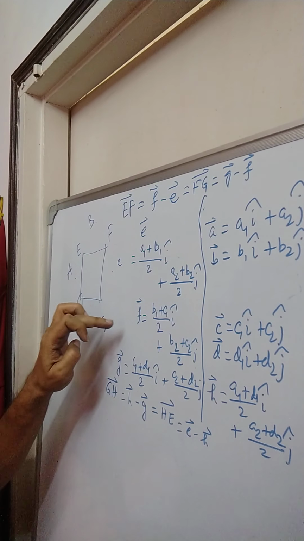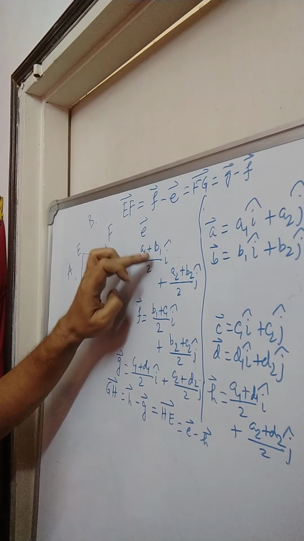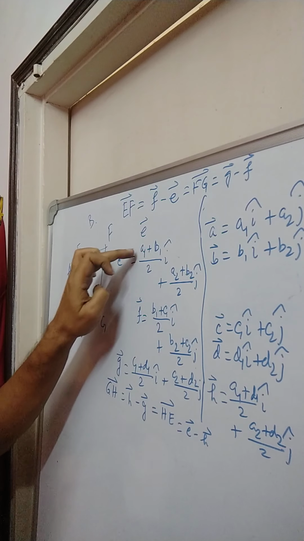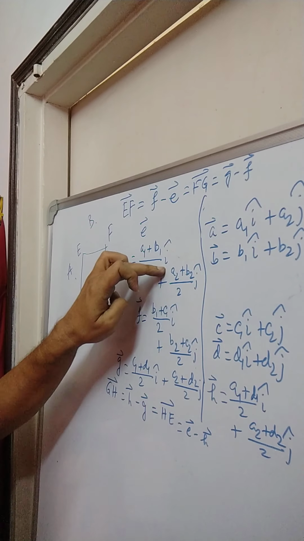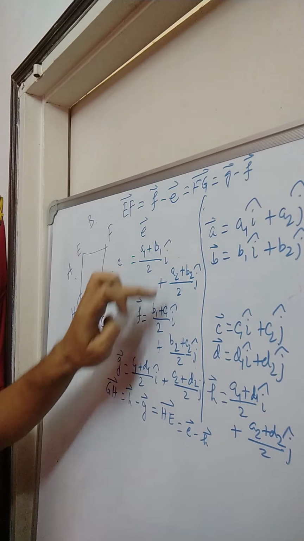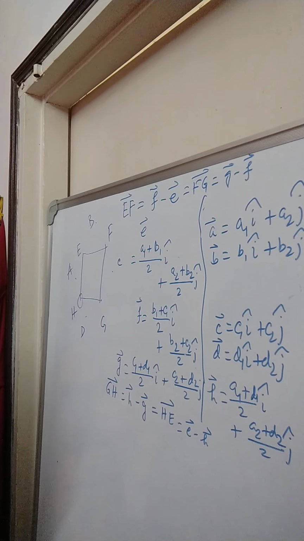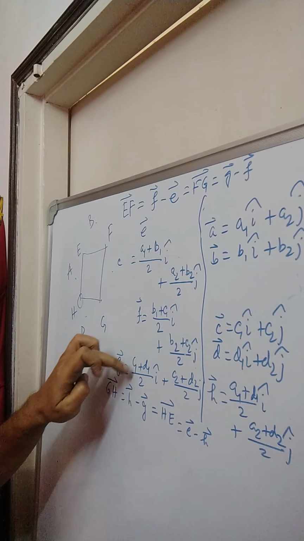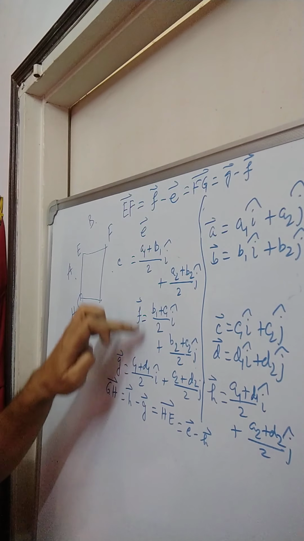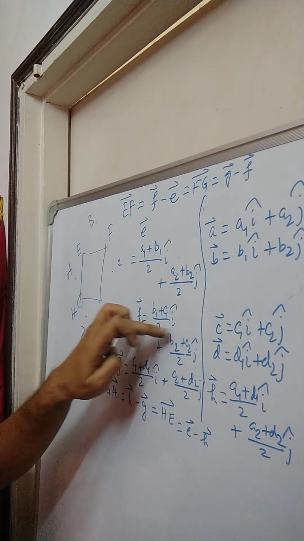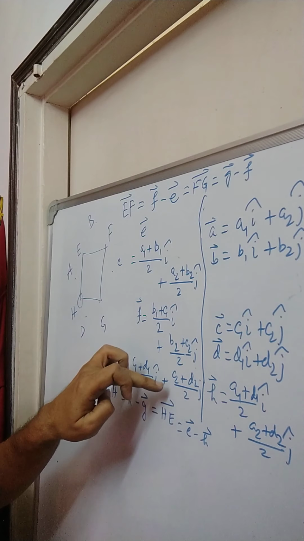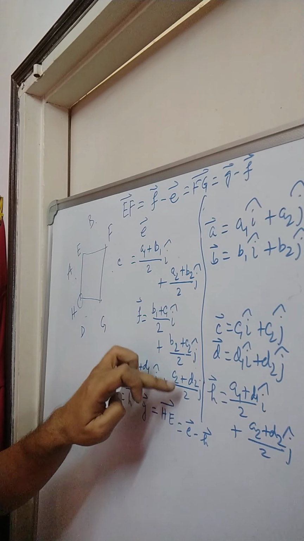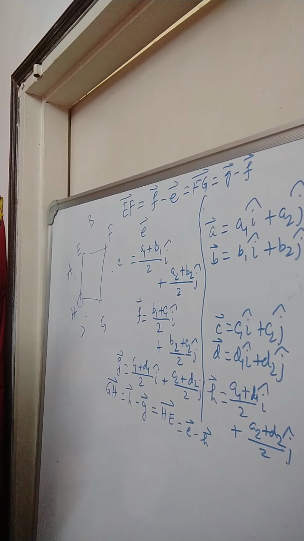Actually, when I do F minus E, this B1 cancels out and this becomes C1 minus A1 by 2 i cap, and here B2 cancels out and C2 minus A2 by 2 j cap. And when you do G minus F, this C1 cancels out. So, this becomes D1 minus B1 by 2 i cap, and when C2 cancels, D2 minus B2 by 2 j cap, and you can easily establish that they are equal.